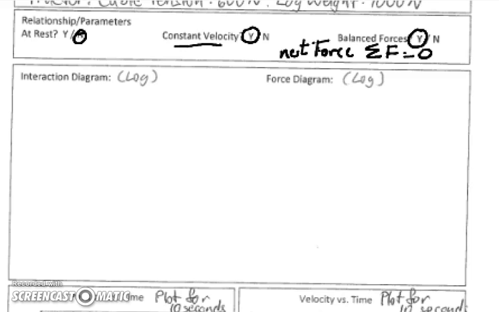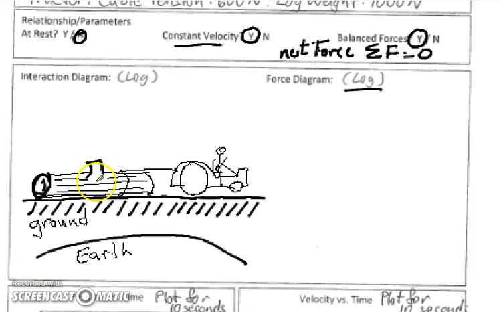Next, what I'll want to do is make an interaction diagram and a force diagram for the log. I'll start putting this interaction diagram together. Here, I've made a little drawing of the situation. We have our log being pulled to the right at 3 meters per second by a trailer, and a cable hooked up to that. I've drawn in the ground and the earth. Let's go ahead with our interaction diagram.